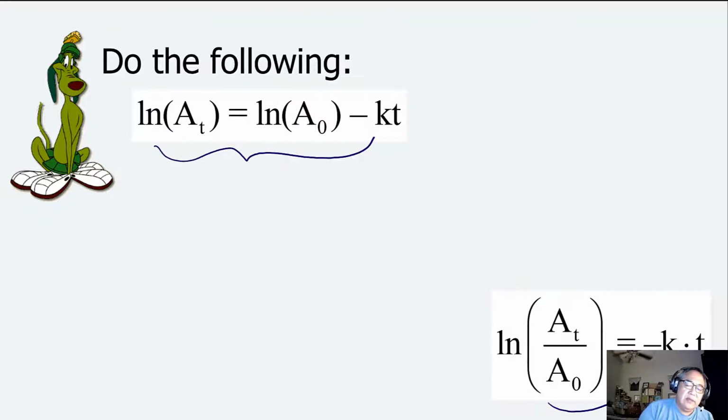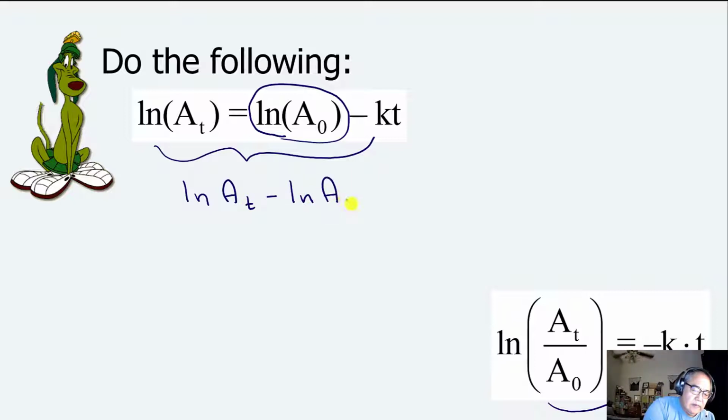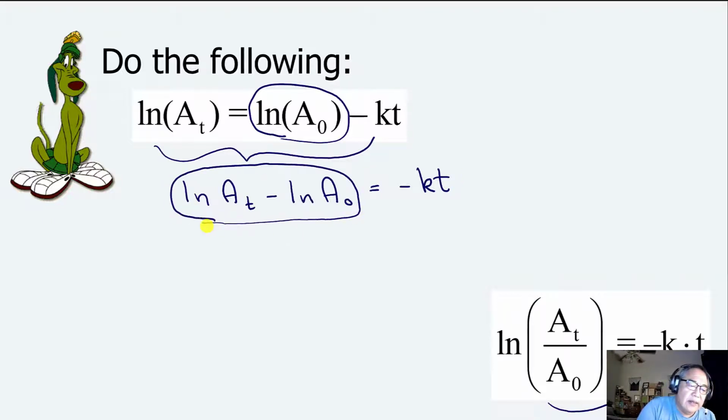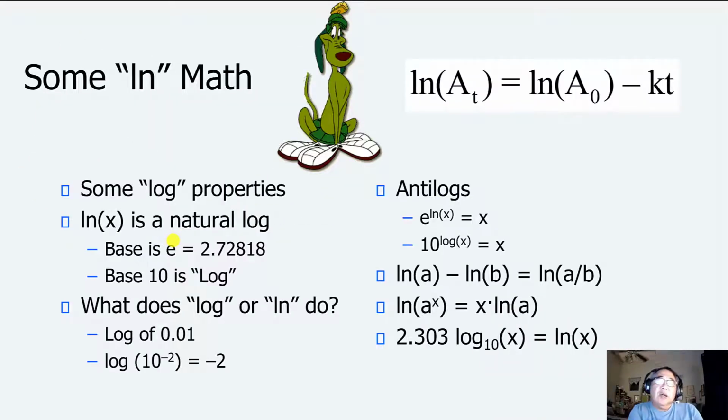So what you need to do is the following. You need to move the ln of A0 over to the left-hand side. That's going to be equal to minus kt. So I subtracted natural log of A0 from both sides. And then what you have to remember when you're dealing with logs is what that is. So you go back to some log properties. The operations yield the same kind of result.